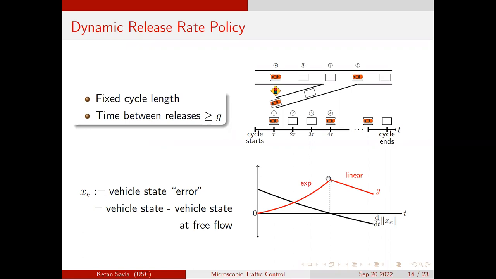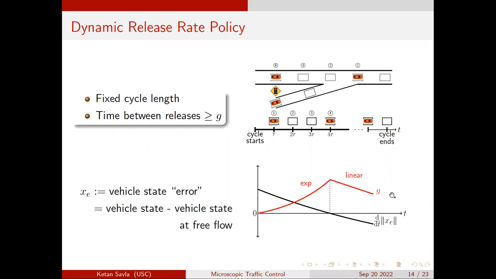So if the vehicle speeds are not at the speed limit, or if the gaps are not the ideal gap we want, then that will quantify as an error. And if the error is positive, if you're far away from the free flow state, then you'll increase this gap G exponentially. And if you start to approach the free flow configuration in the main line, then you will start decreasing the gap, right?